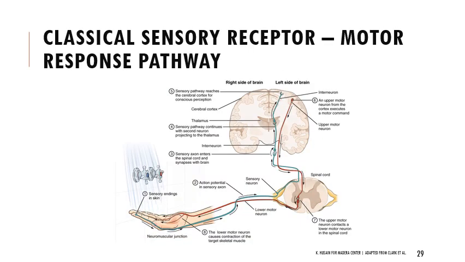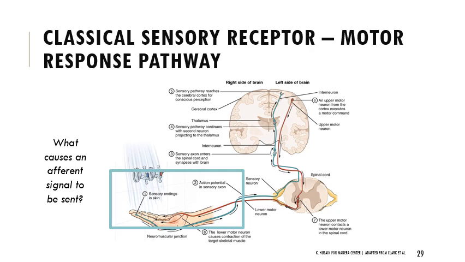So in this classical sensory receptor motor response pathway, we have our sensory endings on our skin reaching underwater. A signal is sent along an afferent pathway into our central nervous system. It's processed and then sent back out through an efferent pathway back to our skeletal muscle so we could possibly move our hand if we wanted to. So when we're looking at these sensory receptors, we have to think about what is actually causing that afferent signal to be sent. Remember, we're not always sending afferent signals for every single stimulus. There has to be a connection between the stimulus and our cells.